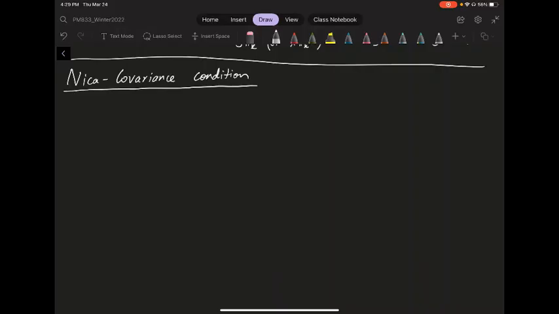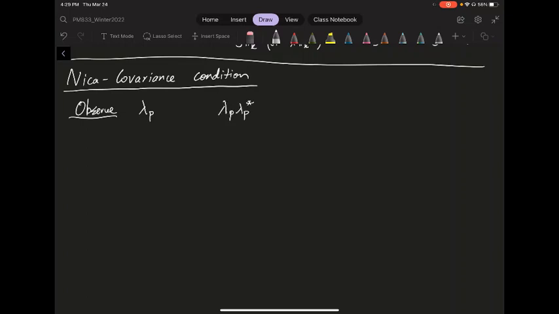So we're now ready to introduce this brilliant idea of Nica back in the early 1990s, what we now know as the Nica covariance condition. It's really a simple idea. We start by observing what happens when you consider the left regular representation. We know each of these lambda p is going to be an isometry. But what is its range projection?